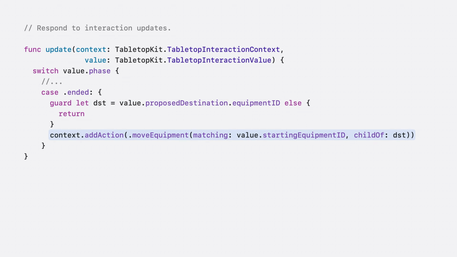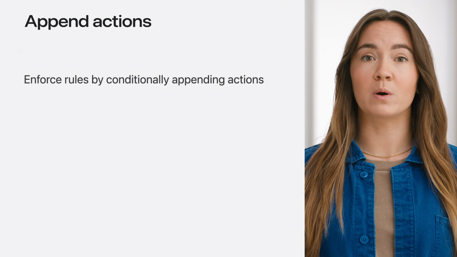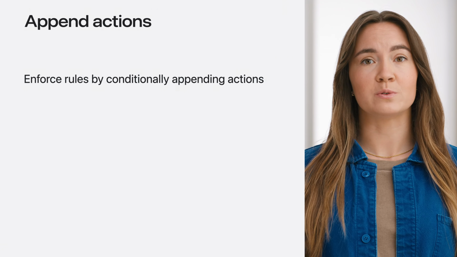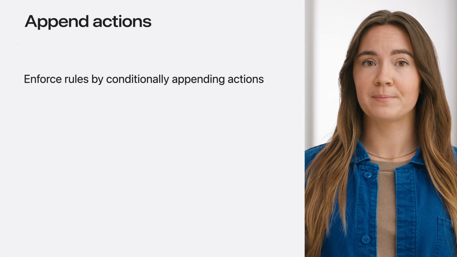If there is, I append an action to the interaction context to move that piece of equipment into the proposed parent equipment. This means players can move their pawns around the game board, draw cards into their hand, and throw dice. You are in full control of how the game state changes as play proceeds. TabletopKit provides information about what was moved around, and you can choose what should or should not happen.